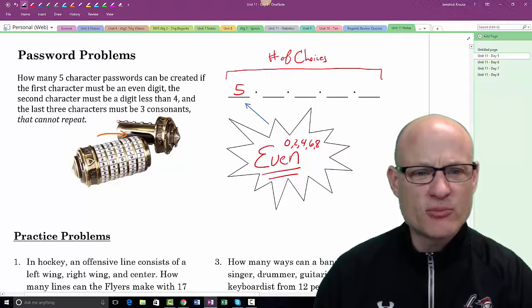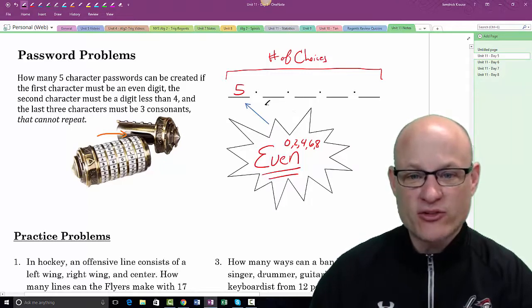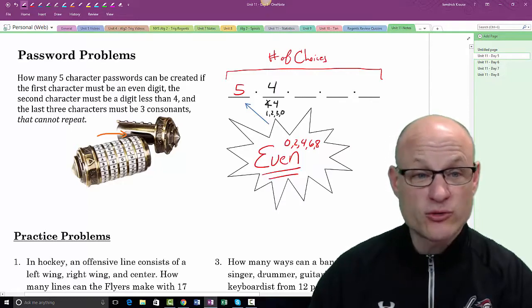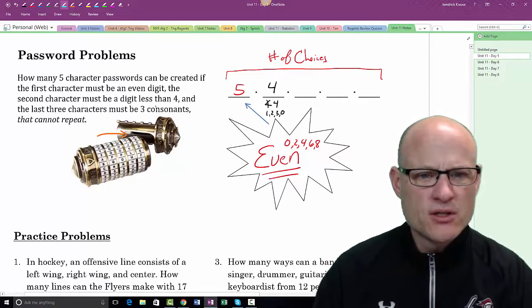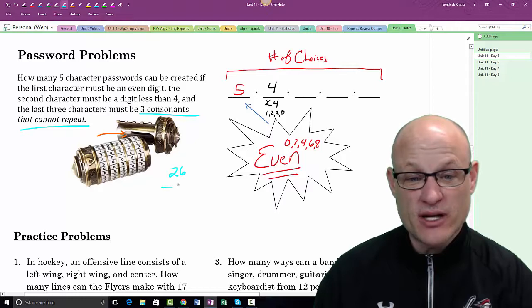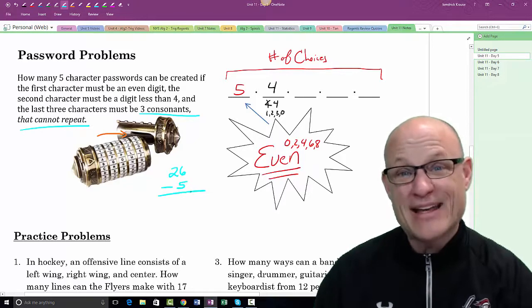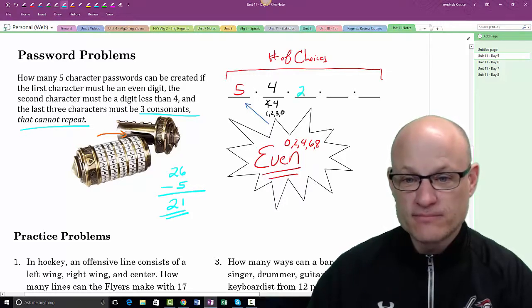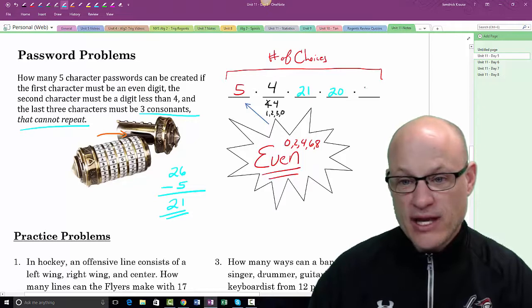The second character must be a digit less than 4. So this has to be less than 4. So that can be 1, 2, 3, or it could be 0. So I actually have 4 choices for that one. And the last 3 characters must be 3 consonants that can't repeat. Now a consonant is anything that's not a vowel. So I take the 26 letters in the alphabet, I subtract off the 5 vowels. No, Y is not a vowel. And I get 21 consonants. So 21, 20, and 19.